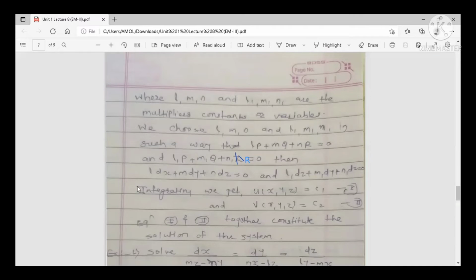Now the variables are separated, so integrating we get the first solution u of x, y, z is equal to c1, and for the second set, the second equation L1 dx plus M1 dy plus N1 dz is equal to 0. This is again one correction, that term is here x.